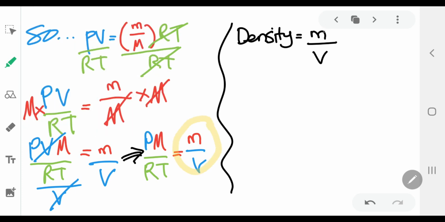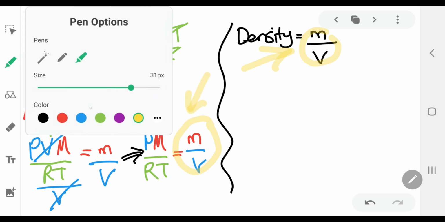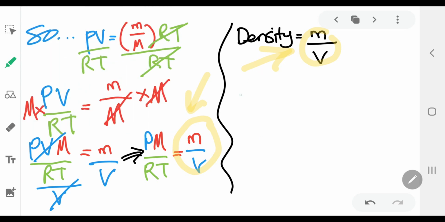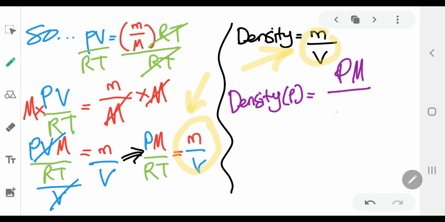Okay, so when you look at this, it is the same as what we have over there. So this is the usual density formula that you have seen before in the past. So if you compare this and that, it's safe for us to write that the density for this is pressure times molar mass over RT.